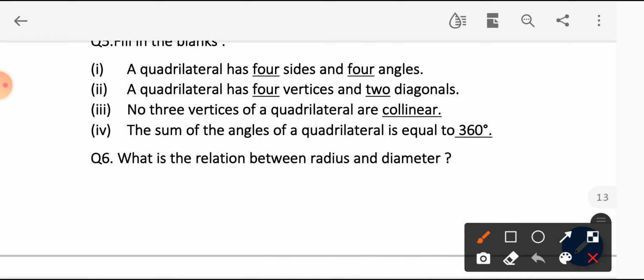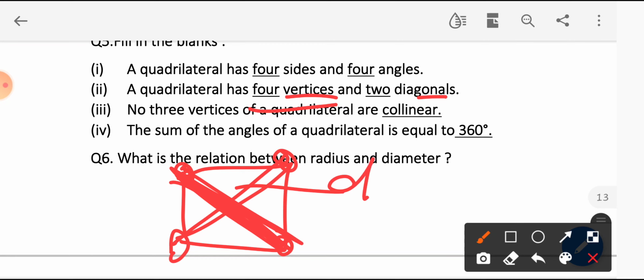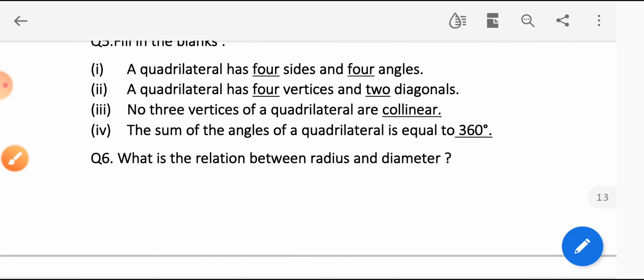Then the quadrilateral has how many vertices and how many diagonals? See, it is in a quadrilateral. Vertices means corners. So how many corners are there? Total 4 vertices. And diagonals means which connect opposite vertices. So how many diagonals? 1, 2. So these 2 are known as diagonals. So it has 4 vertices and 2 diagonals.